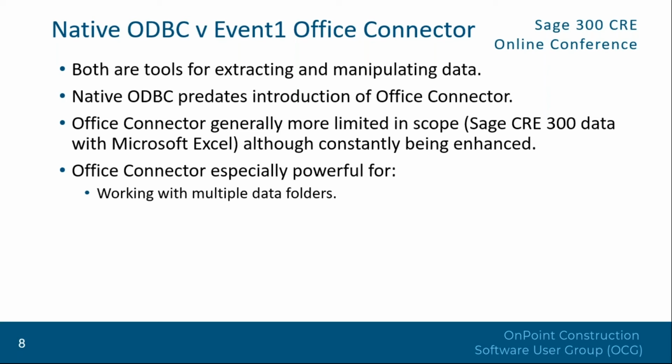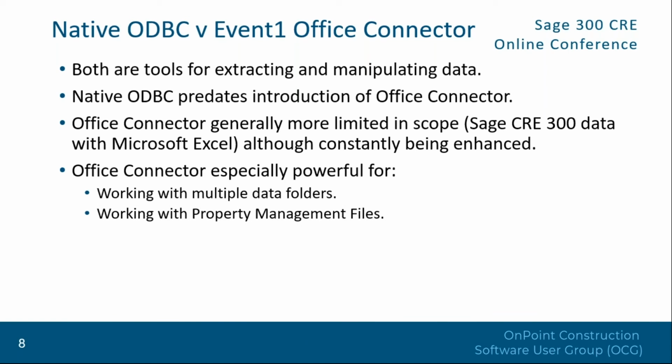Office Connector allows you to switch from one data folder to the other on the fly, and it's a very powerful thing. With native ODBC, we have to set up a separate pipeline for each folder, and it's far more clunky to do. So if you've got lots of multiple data folders, Office Connector is definitely the way you want to go.